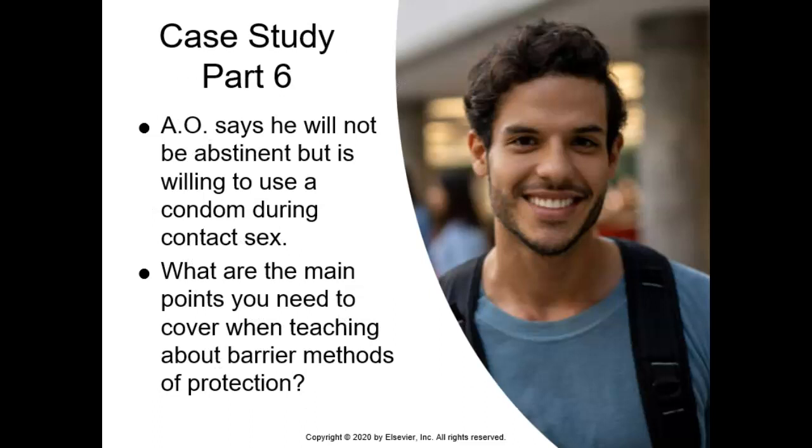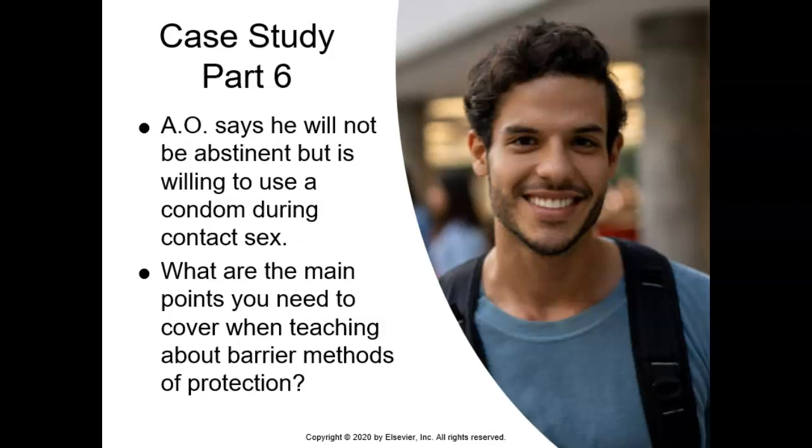Let's go back to our patient. So AO says he will not be abstinent, but is willing to use a condom during contact sex. So what are the main points you need to cover when teaching him about barrier methods? Again, you can pause and think about it, and then press play when you're ready.